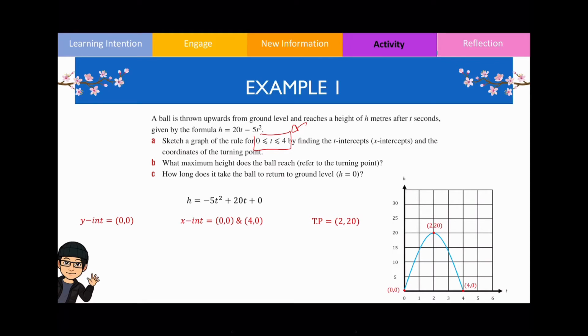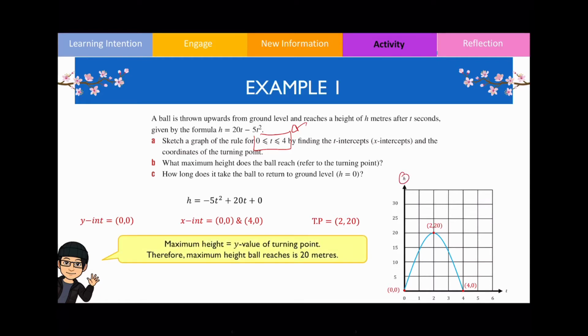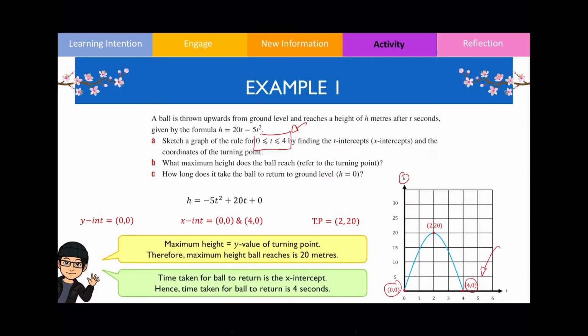Now, since we've done part A, let's now answer part B. Part B reads, what maximum height does the ball reach? So essentially it's referring to the turning point, but to be more exact, it's referring to the y value of the turning point, because that corresponds to the height. So in this case, your answer is going to be 20 meters, and you would ideally want to answer this as a worded sentence. And for part C, how long does it take for the ball to return to the ground? So in this case over here, that's when the height is 0. So you have two answers, but remember, you want to choose the one that's most sensible in this case. The most sensible answer is going to be this one over here. So therefore, your answer is going to be 4 seconds, okay? And make sure you are using the appropriate units in your final answer as well.